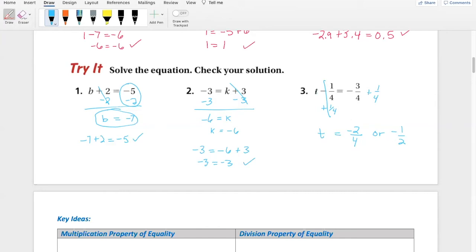And then just double check. If I put that back in here, -2/4 minus 1/4 does give me -3/4, so that checks.